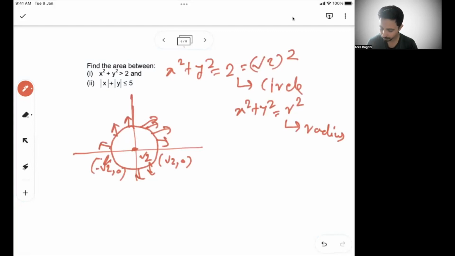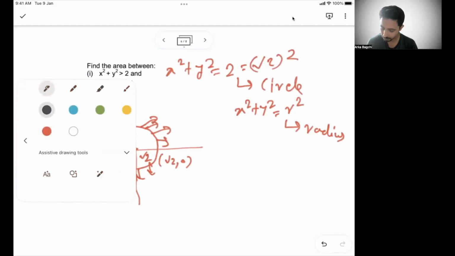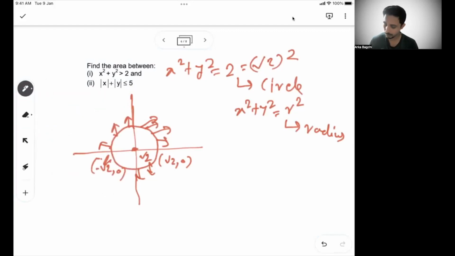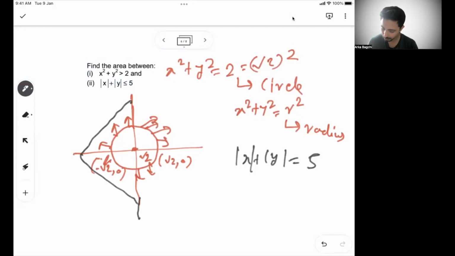Now, what's the other thing they said? The other thing is mod x plus mod y, let's say it is equal to 5. What will be the graph? Again, covered in great detail in the previous session. This will be the graph of mod x plus mod y equal to 5.